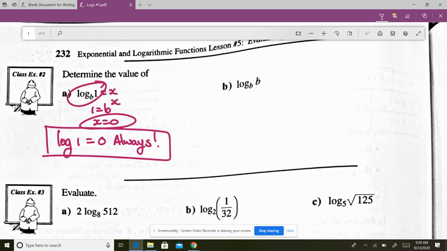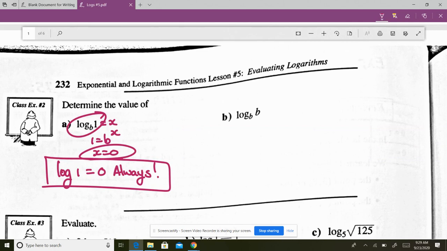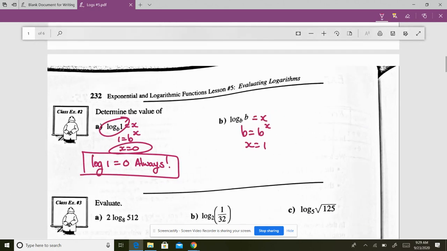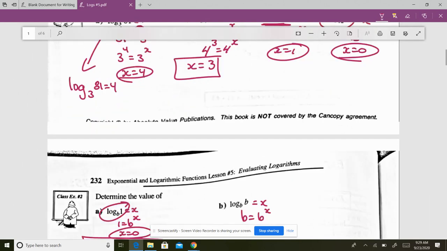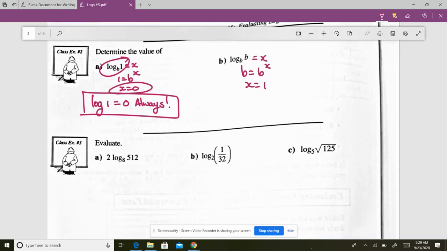This one, I'll provide some formulas at the bottom of this page, or next page. Log base b of b. Who knows? Because it turns into that, therefore you know it equals that. And if you look on the previous page, log base 7 of 7 equaled 1. So I'll just use that formula.